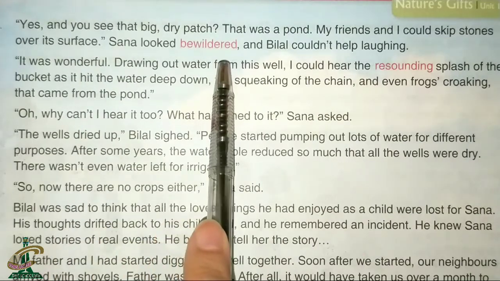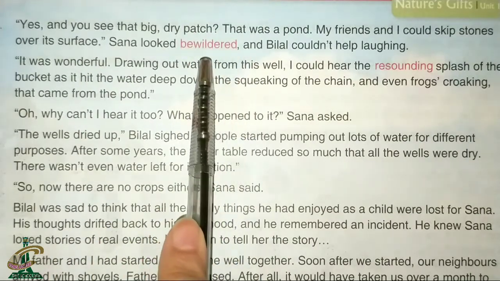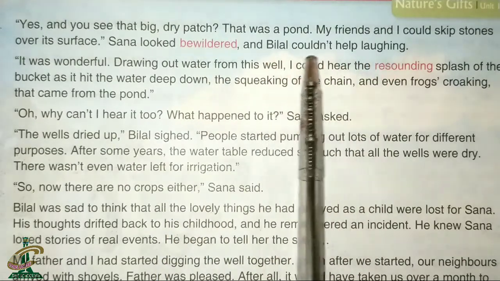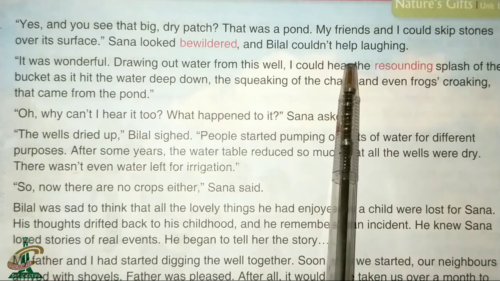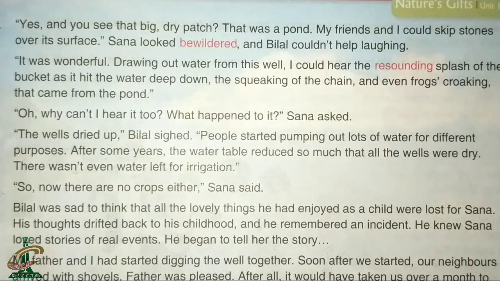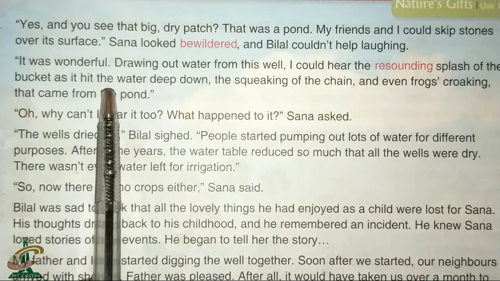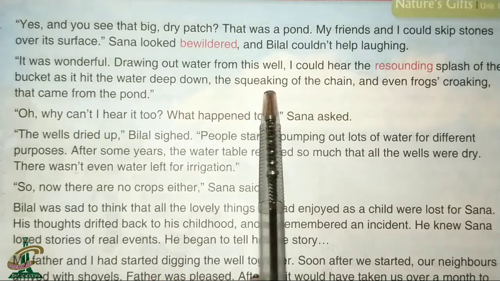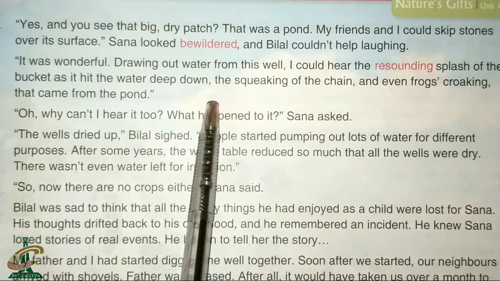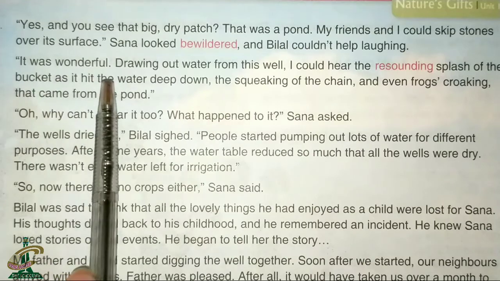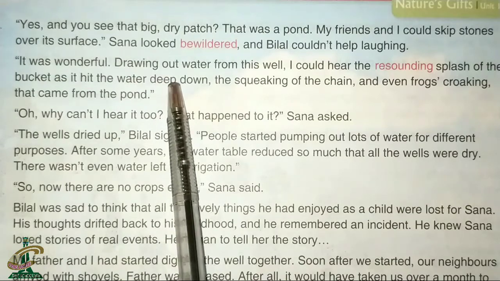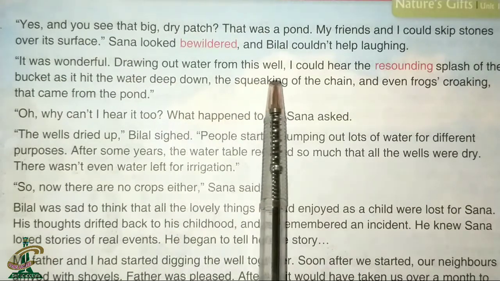Sana looked bewildered. Bewildered means confused, puzzled. And Bilal couldn't help laughing. Couldn't help laughing means it was impossible for him to stop laughing. It was wonderful. Drawing out water from this well, I could hear the resounding splash of the bucket as it hit the water deep down. It was very wonderful, amazing, pleasant. And drawing out water means pulling out water from this well.